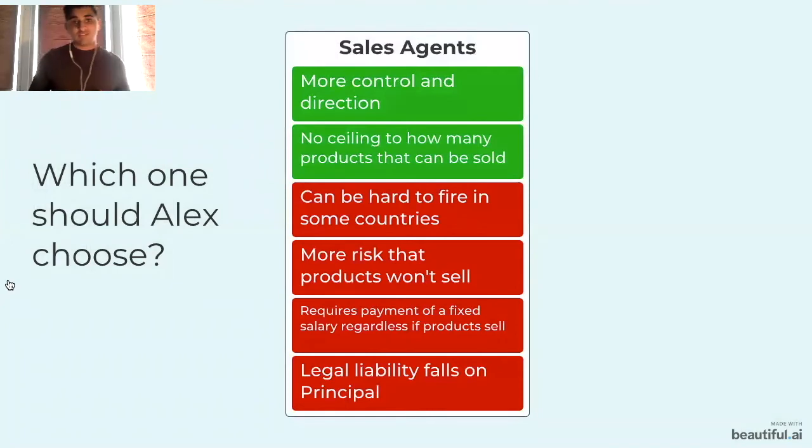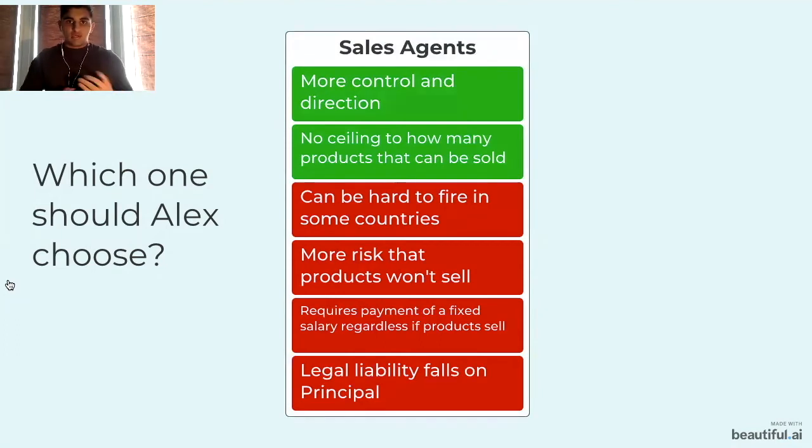So with sales agents, some of the advantages is that, well, if he's an agent, you have more control and direction over how he's going to sell the products. There's also no ceiling to how many products can be sold. So the agent could, theoretically at least, find loads and loads of Thai retailers and you could just keep selling products all year round, right?